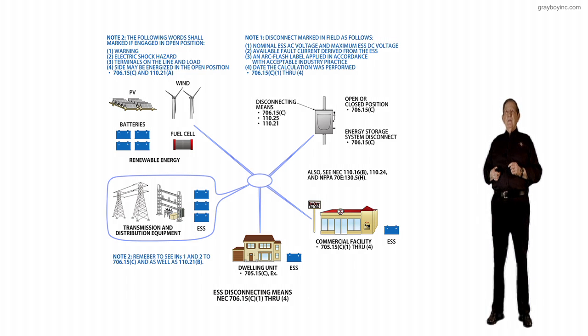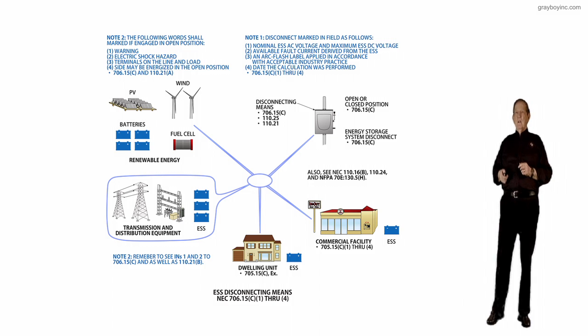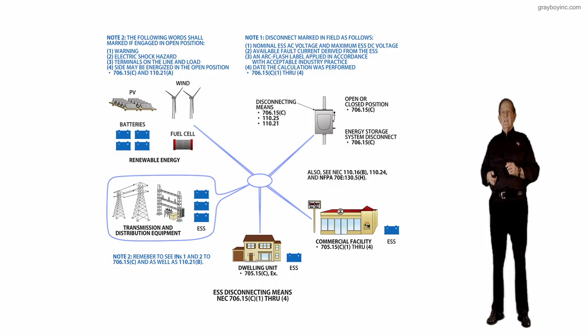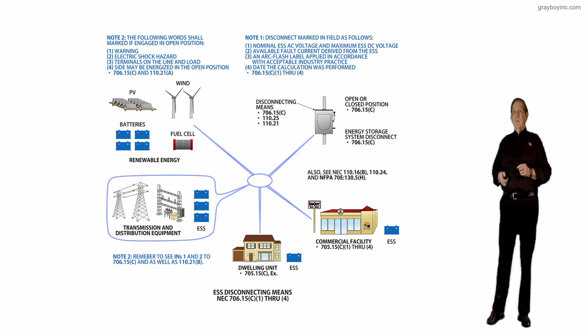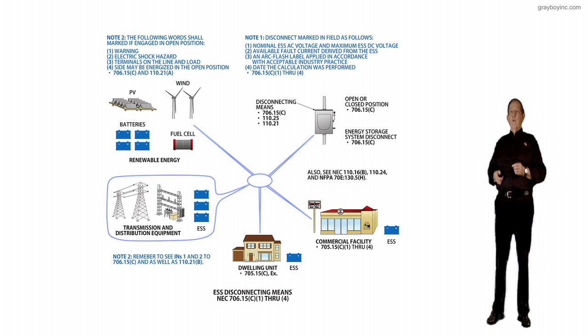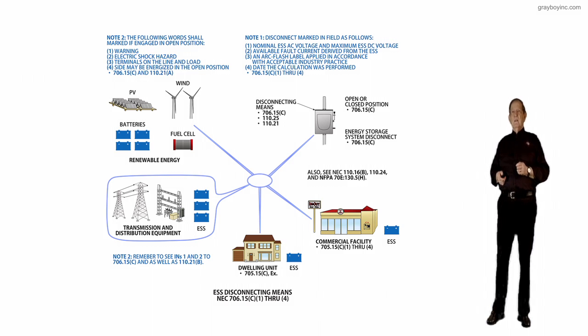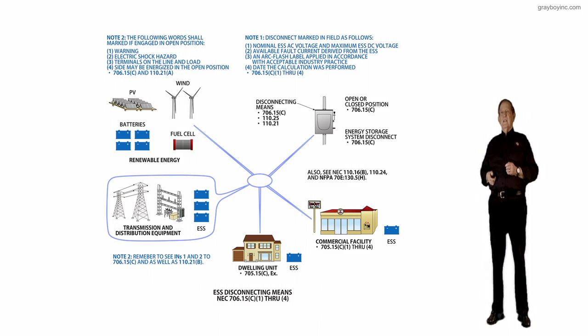Now, if we're dealing strictly with a dwelling unit, then you see dwelling unit, we need to review 706.15(C) exception, and you see the ESS storage type of batteries there. Going over to the commercial facility, we'd review 706.15(C)(1) through (C)(4). And again, at the dwelling unit, we need to review 706.15(C) exception.